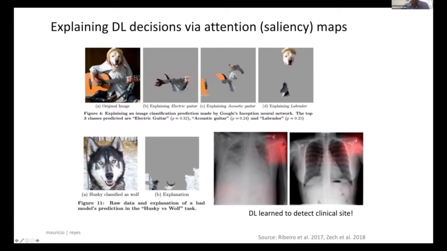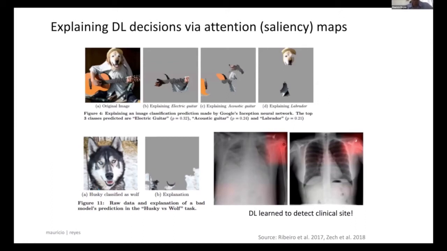And in turn, you can then verify if that actually makes sense. So here you see the system was using this part of the guitar to say it's an electric guitar. This is an acoustic guitar, so you see here this part, so I think that makes sense. And here it's a Labrador, and you see most of the face of the Labrador present in the image. So you could say, okay, that seems to work. It's a machine learning system that seems to be well trained.